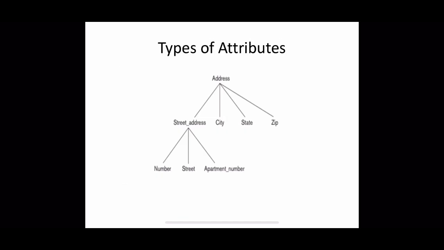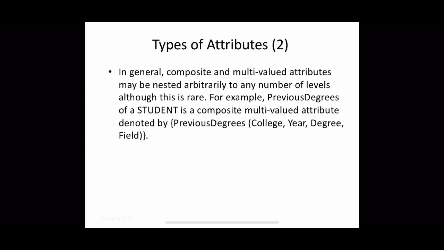We can see an example for a composite attribute. Here the address is a composite attribute which is composed of street address, city, state, zip, etc. Now the street address itself again is a composite attribute with number, street, apartment. So this forms a hierarchy. In general, the composite and multi-valued attributes may be nested to any level.